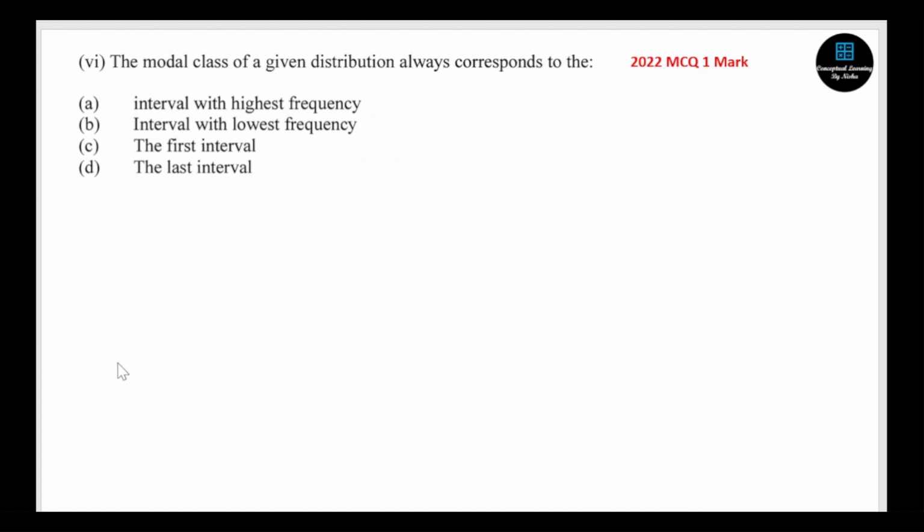Now one more MCQ. The modal class of a given distribution always corresponds to the highest frequency, right? The interval with the highest frequency. We know that. Very easy question. Alright, perfect.